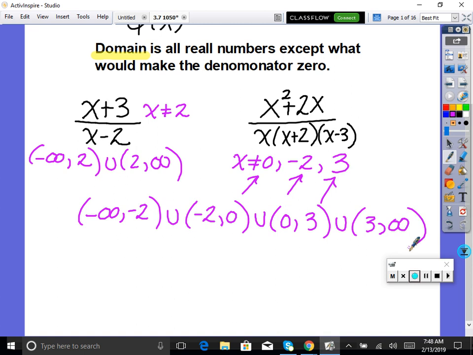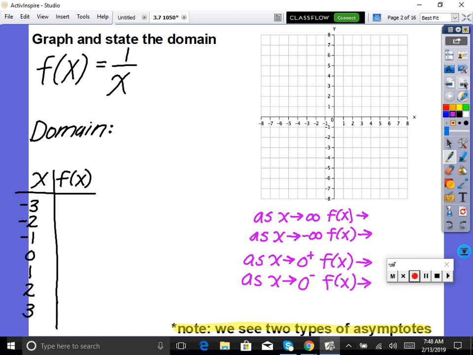So notice I just connected all the way through, no big deal. Connected all the way through here. So, yeah, our domain is going to be a little bit more straightforward.